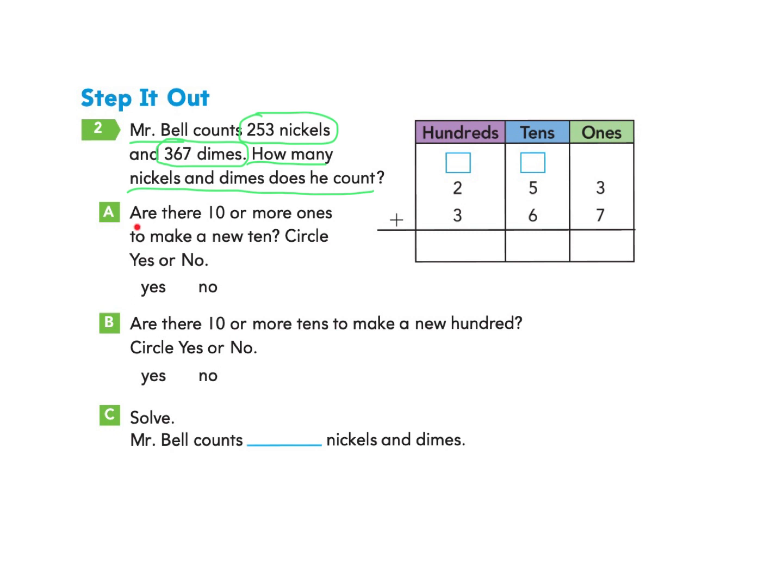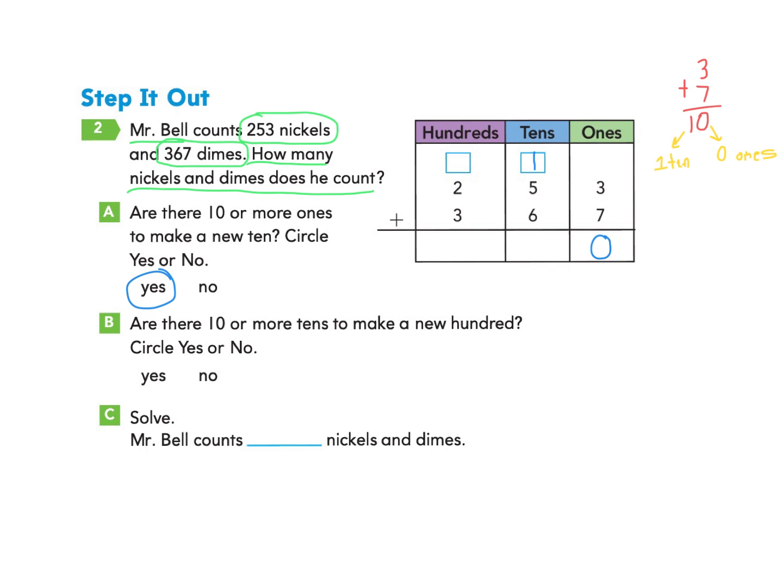Part A asks, are there 10 or more ones to make a new 10? Circle yes or no. So we look at the ones column. We have 3 plus 7. And when we add 3 plus 7, we get the number 10. So are there 10 or more ones to make a new 10? Yes, so we can circle yes. And we can take that 10 and say that there are 0 ones and 1 group of 10.